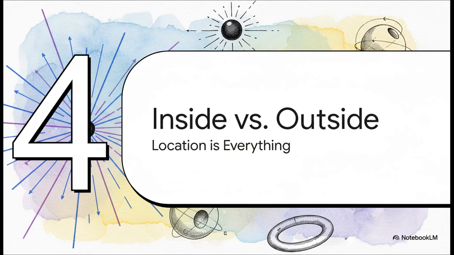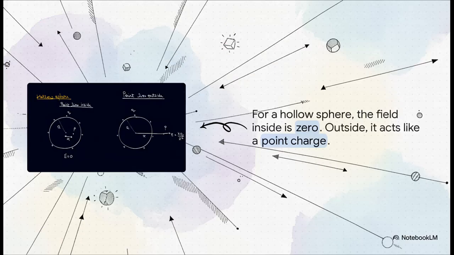Okay, this brings us to a really fascinating, kind of mind-bending idea. When it comes to electric fields, your location is everything. The rules can be completely different depending on whether you're inside a charged object or outside of it. This right here is one of the most incredible results in all of physics. If you have a hollow sphere made of a conductor and you put charge on it, the electric field, anywhere inside that sphere, is exactly, precisely zero. It's not just weak, it's zero. The pull and push from every single charge on that surface perfectly cancels out.